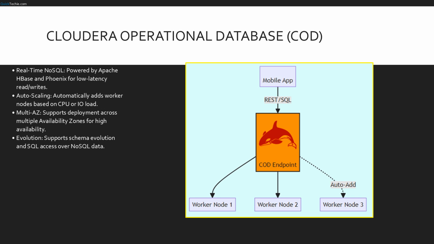The diagram positions the COD endpoint as the backend for a mobile app. The endpoint distributes traffic to worker nodes 1 and 2. The dotted line to worker node 3 signifies the auto-scaling capability. As application traffic increases, COD automatically provisions the third node to handle the load.